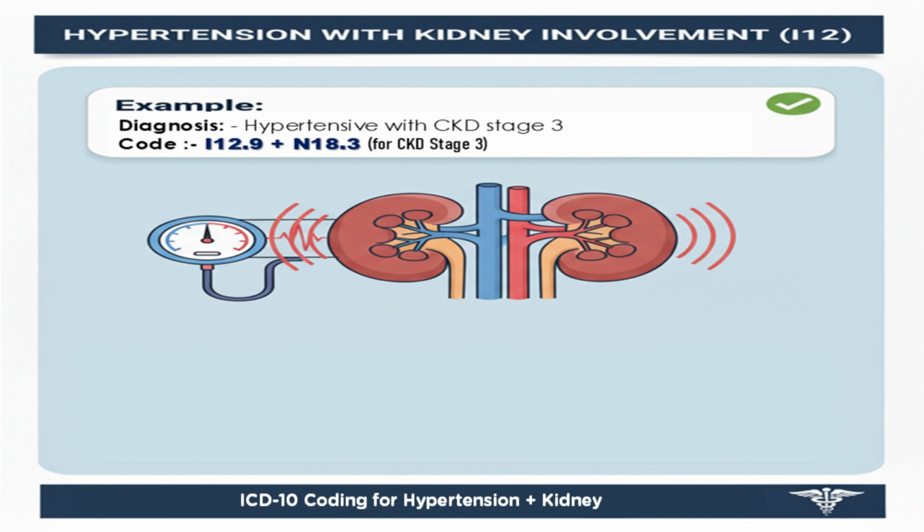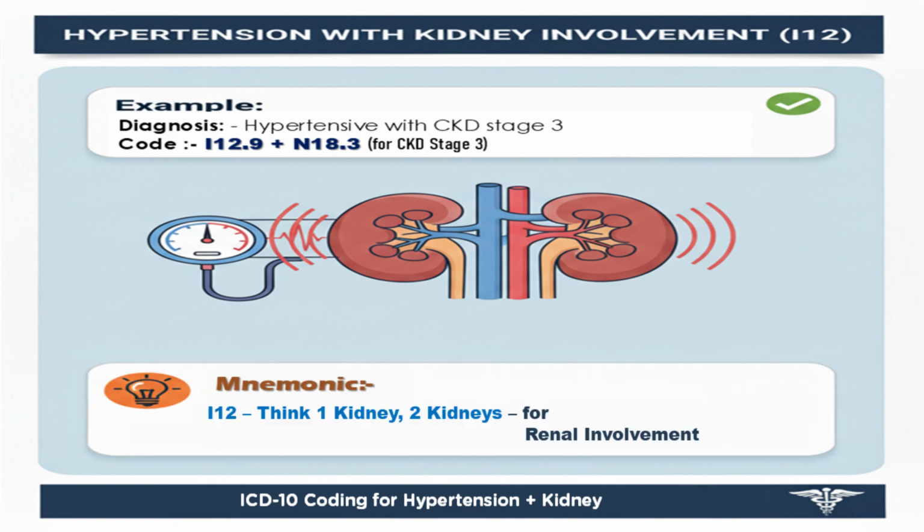Remember, I12 is a combination code, meaning it includes the link between hypertension and the CKD. However, to capture the severity, the specific stage, you must always list the relevant N18 code as a secondary diagnosis. To quickly recall this series, use this helpful mnemonic. I12, 1 to 2, think 1 kidney, 2 kidneys for renal involvement. This makes the code series I12 instantly recognizable for conditions affecting the kidneys.